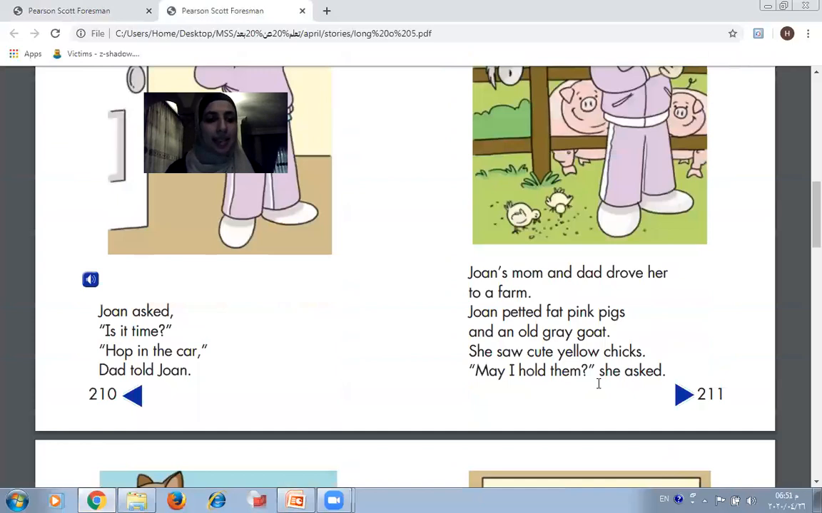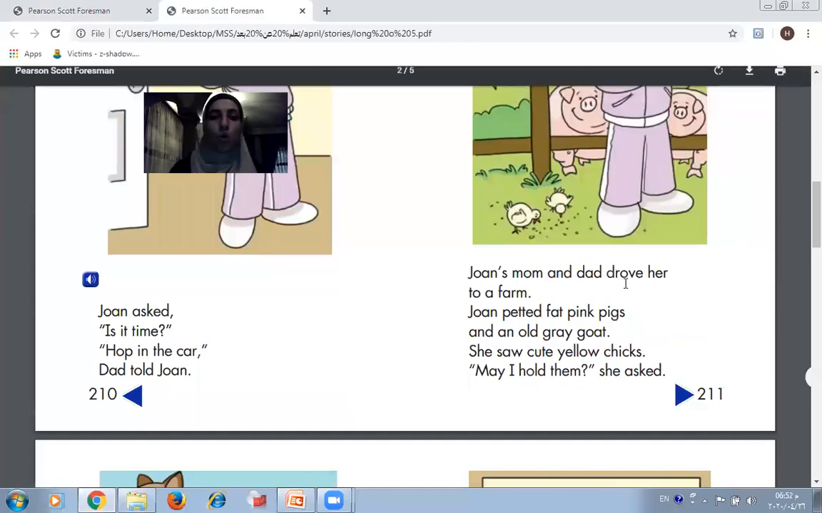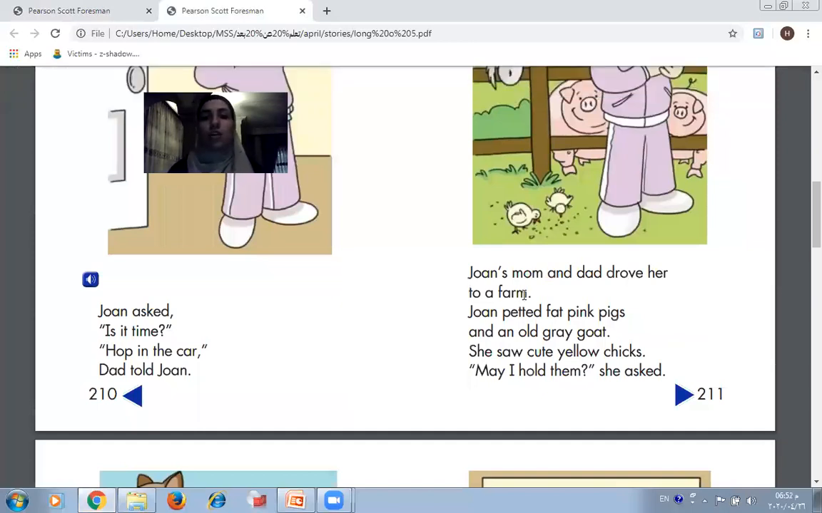John asked, is it time? Hop in the car, Dad told John. John's mom and dad drove her to a farm. And here you have an O with a magic E. The magic E will go to the O and say, hi O, what's your name? My name is O. O, drove. So John's mom and dad drove her to a farm. John petted fat pink pigs and an old gray goat.